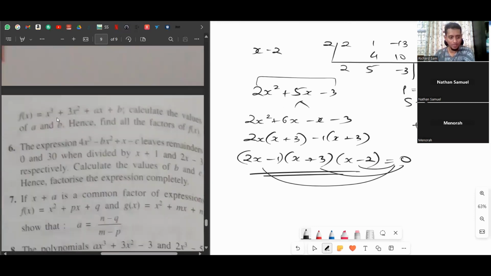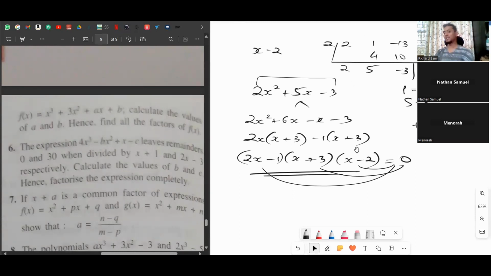Now they're saying f of x is equal to this. Calculate the values of a and b. Okay, so this is same like previous exercise. You'll get 2 equations, simultaneous equations. You'll have to find a and b. And then find all the factors of f of x. So after doing simultaneous equation and getting a and b, put the value of a and b in this expression and then factorize it completely.